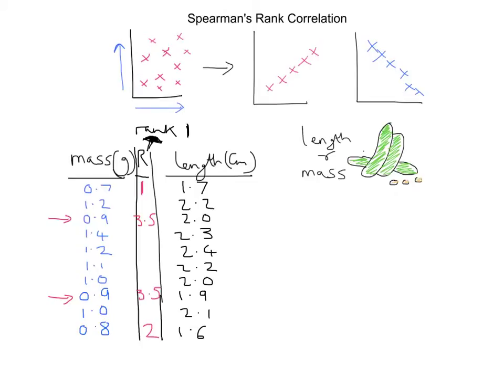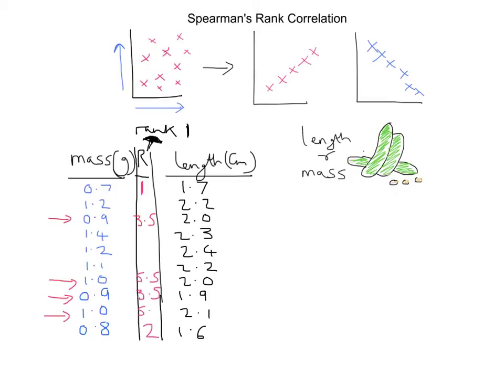Now, because we technically have used our third and fourth rank on those two numbers, the next one in the list would be our fifth rank. So we look for our next largest mass and we give that the rank number 5. Now, we've got 1.0 and 1.0. So again, we're going to need to do an average of two ranks. If we're looking at rank 5 and 6, the average of 5 and 6 is 5.5. So this would rank in at 5.5.